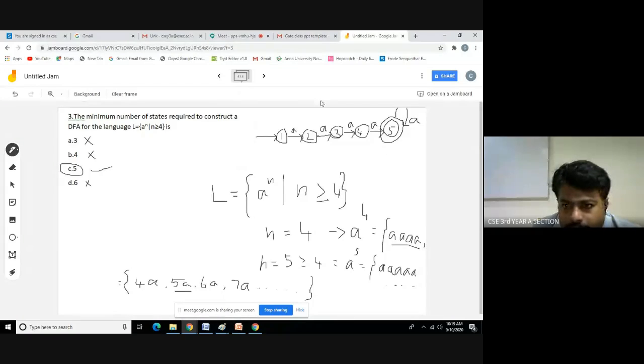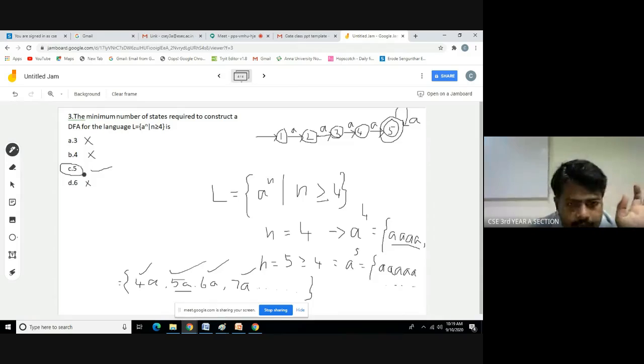This finite automata now accepts 4a, 5a, 6a, 7a. So every number of a's that can come over here is going to be accepted by this finite automata. How many states are required here? Only 5 states, not more than that and not below 5. So the minimum number of states required to construct the DFA for the language L equal to a power n such that n greater than or equal to 4 is 5 states.